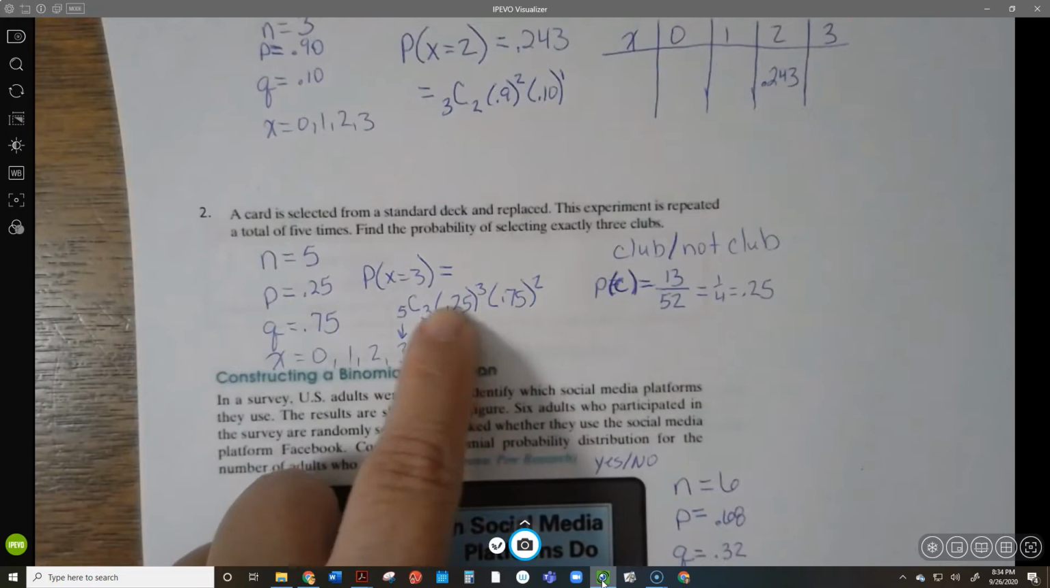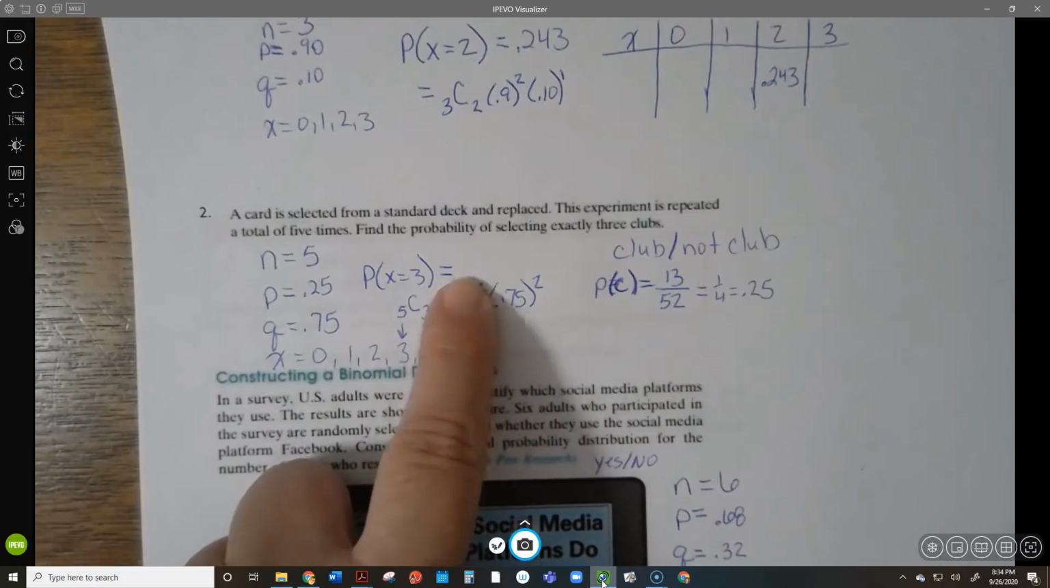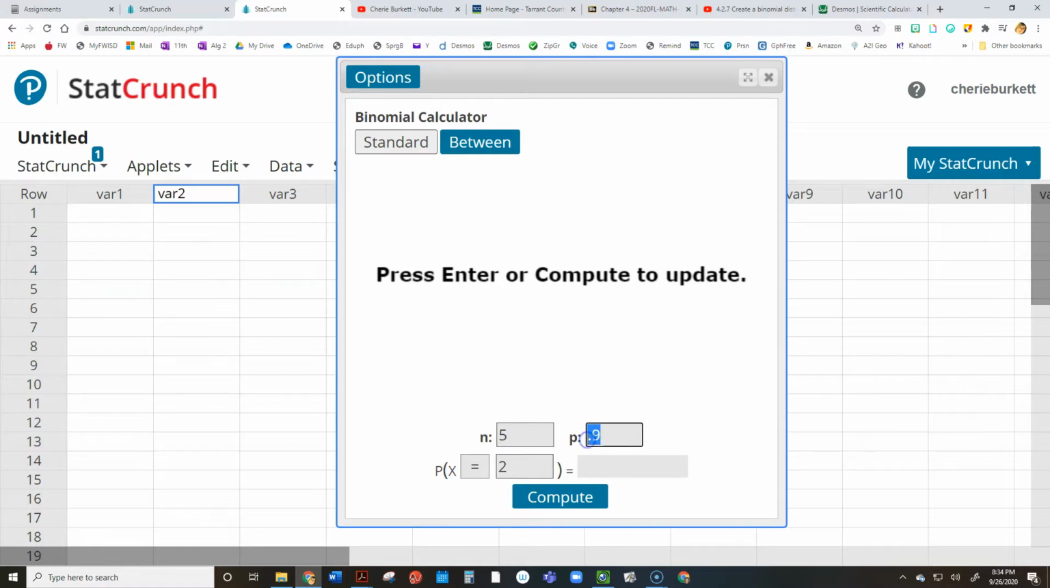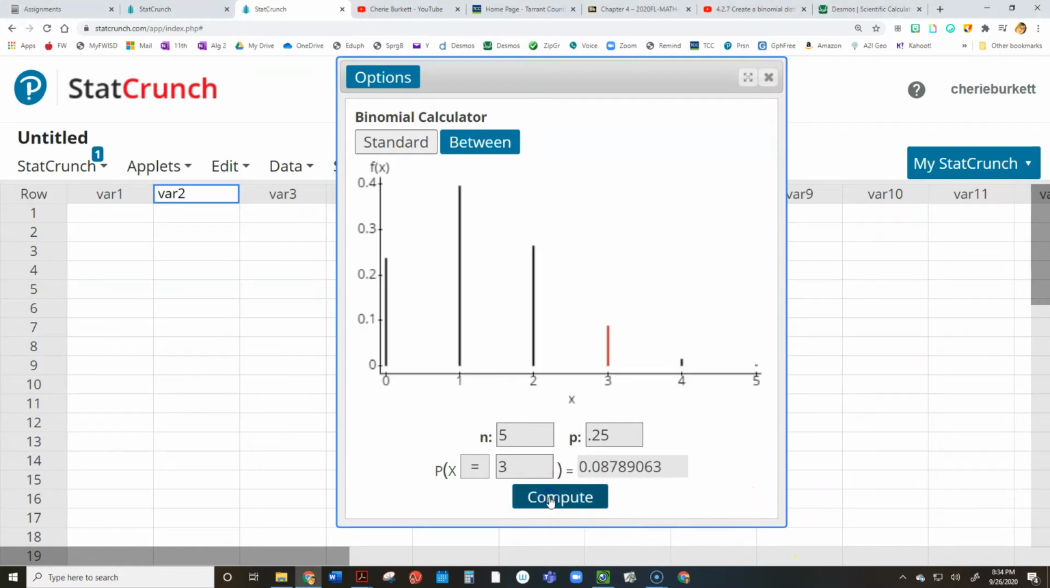So this right here, typed into a calculator, will find the answer that you can also find by going here and saying, I had 5 trials, my success rate is 0.25, and I want to find the probability of exactly 3. I hit compute, and my answer is 0.088. And you can see the outcome for all of the trials right there.